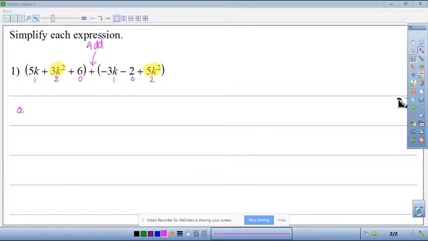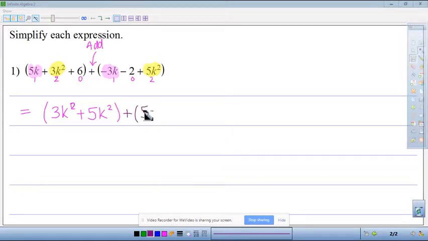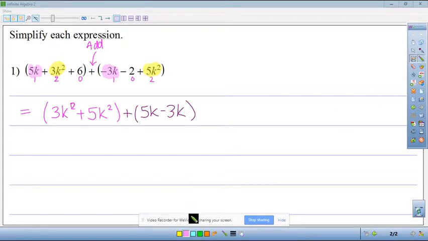So I'm going to have, and I'm going to show you my in-between step of grouping them together. So I'm going to have 3k squared plus 5k squared. Okay, next, I'm going to find my next power. And my next one is a degree of 1. So I have 5k and negative 3k. So I can group these two guys together. And then I look for my last, and I have 6 and negative 2. So they can group together.